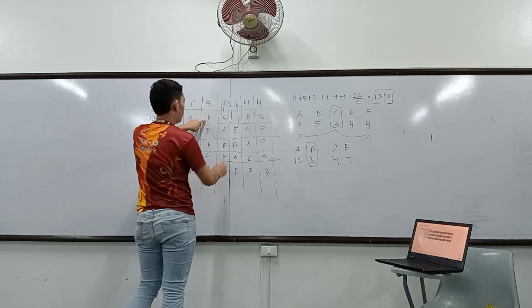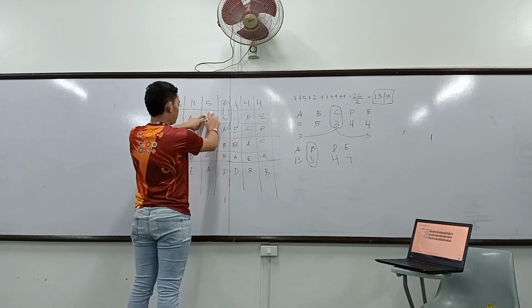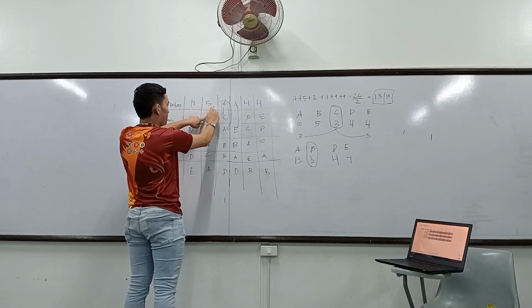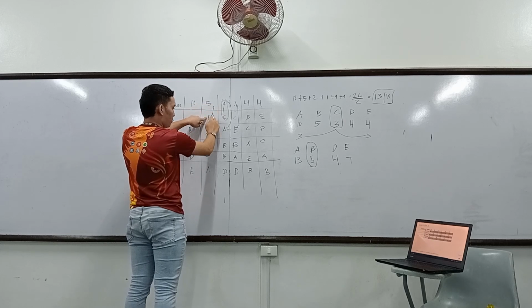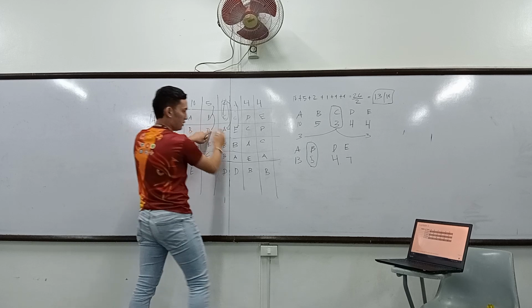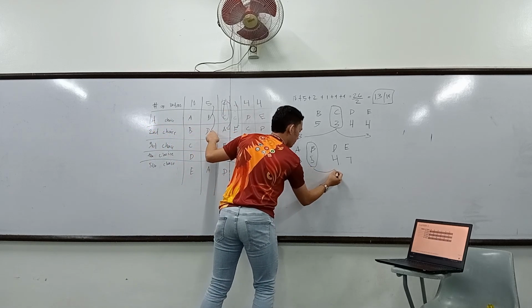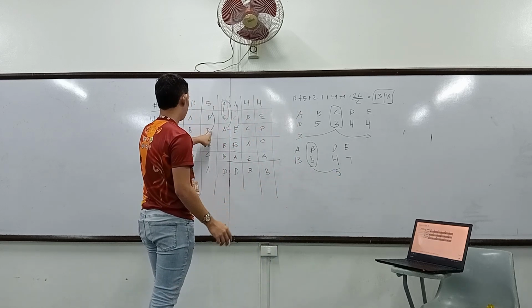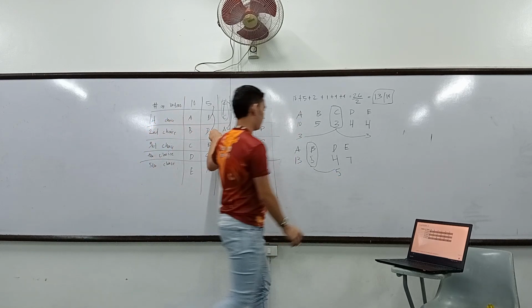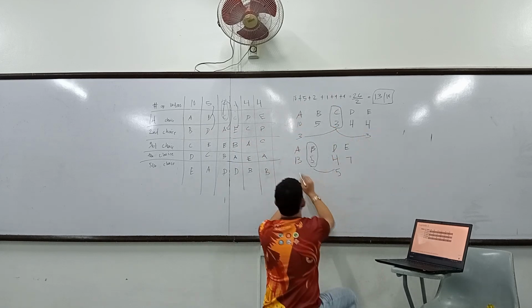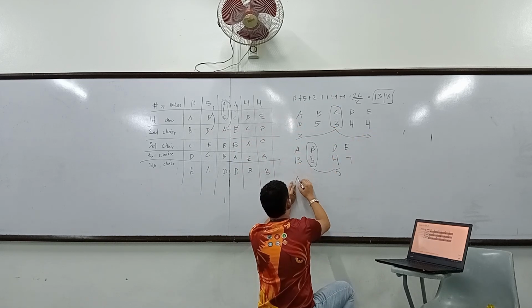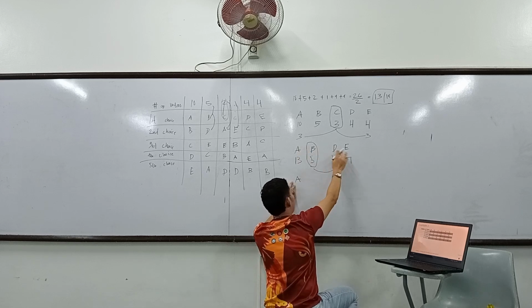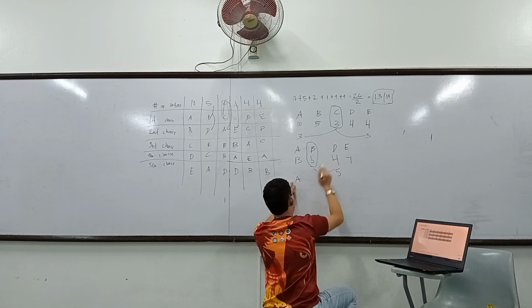As you can remember, candidate letter D is eliminated. Letter D will pass to letter B. So same process, candidate letter D is also eliminated. There are 3 candidates remaining, A, B, and E.